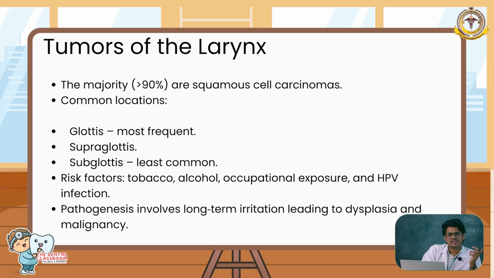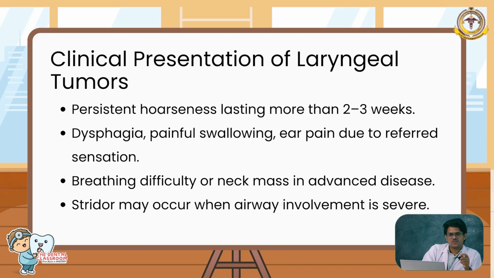Tumors of the larynx: 90% are squamous cell carcinomas. As we all know, the larynx is divided into supraglottic, glottic and subglottic. Glottic cancers are the most common, almost 60%. Risk factors are tobacco, alcohol, HPV infection and occupational exposure. Pathogenesis: chronic irritation leads to epithelial metaplasia and carcinoma. Clinical features of laryngeal tumors: an early symptom is persistent hoarseness, if the symptoms persist for more than 3 weeks.